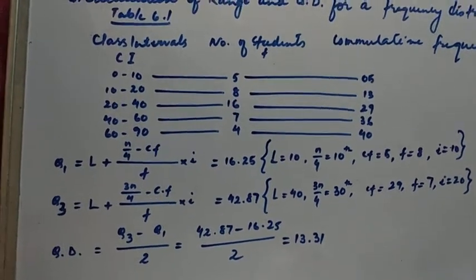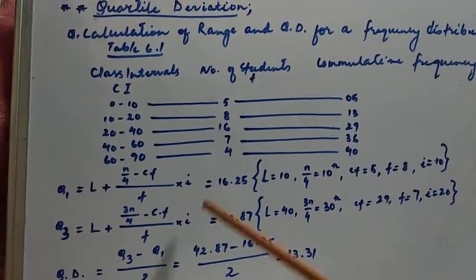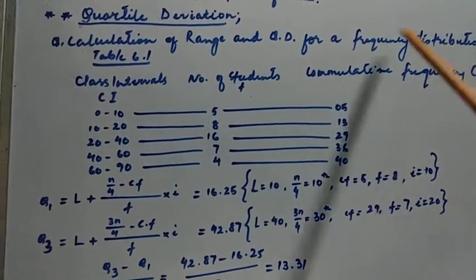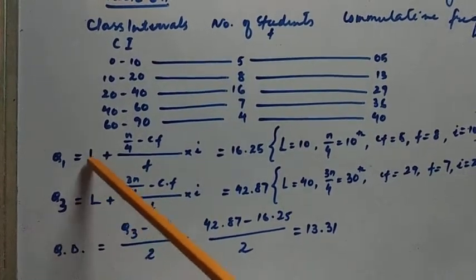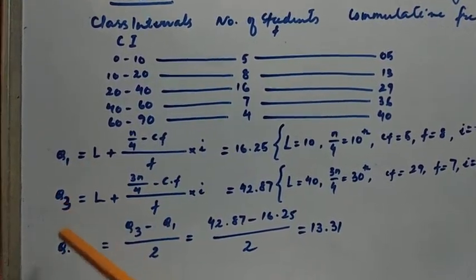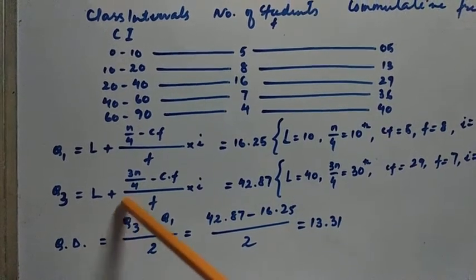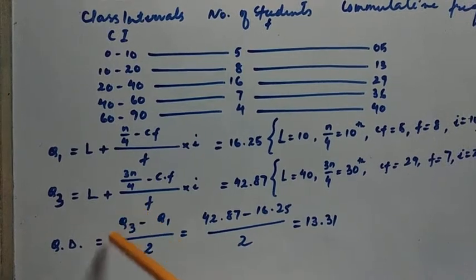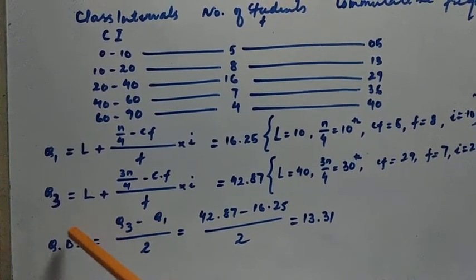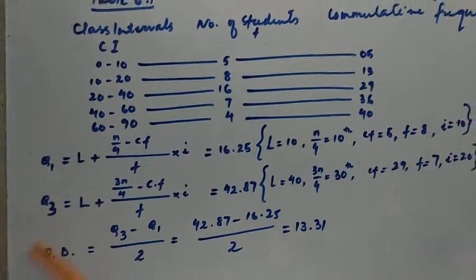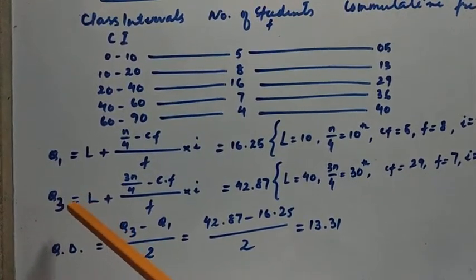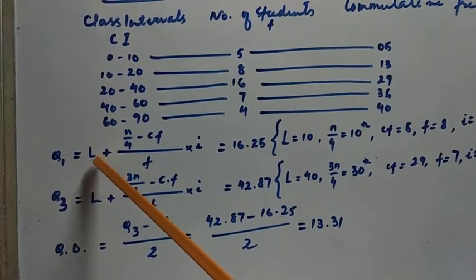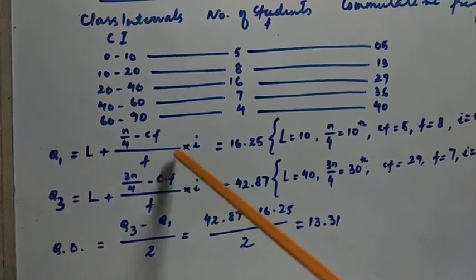So, continuation of the previous class, that is calculation of range and quartile deviation for a frequency distribution. We have already found out the value of Q1 and Q3, because for quartile deviation the formula is Q3 minus Q1 divided by 2. So you need to know the value of Q3 and Q1 to find out quartile deviation. We have already found out the value of Q1 by the formula. The formula is given as it is here.